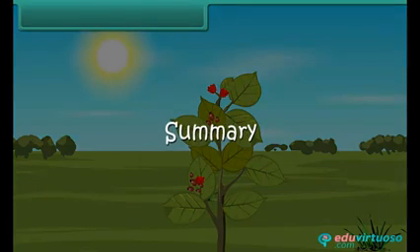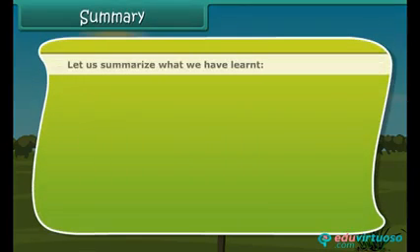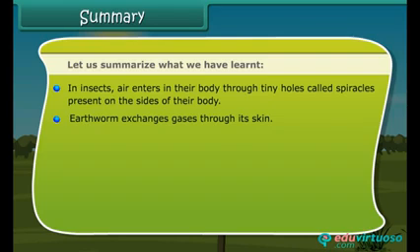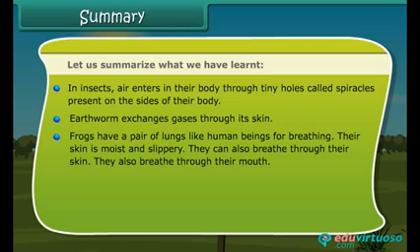Summary. Let us summarize what we have learned. In insects, air enters their body through tiny holes called spiracles present on the sides of their body. Earthworm exchanges gas through its skin. Frogs have a pair of lungs like human beings for breathing.